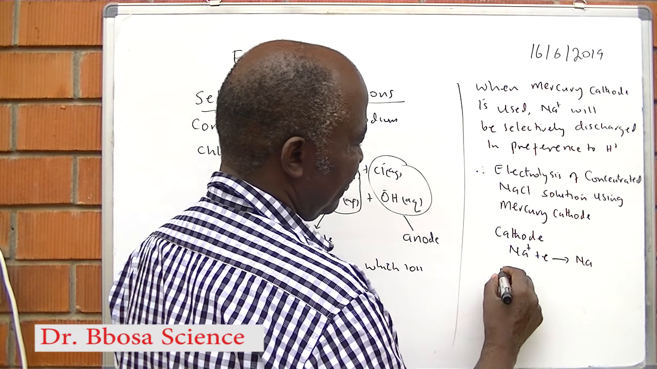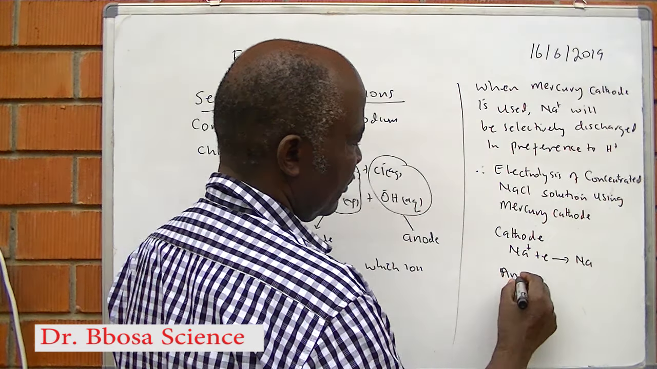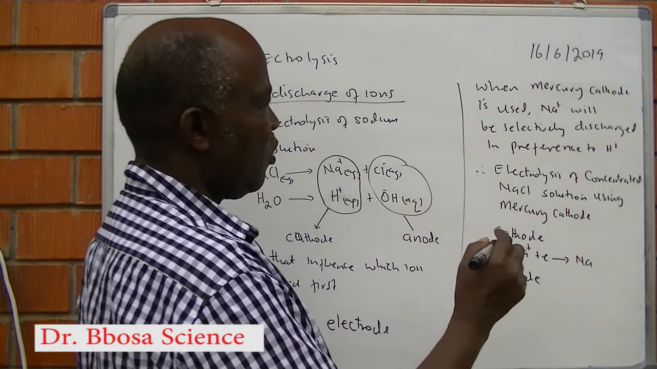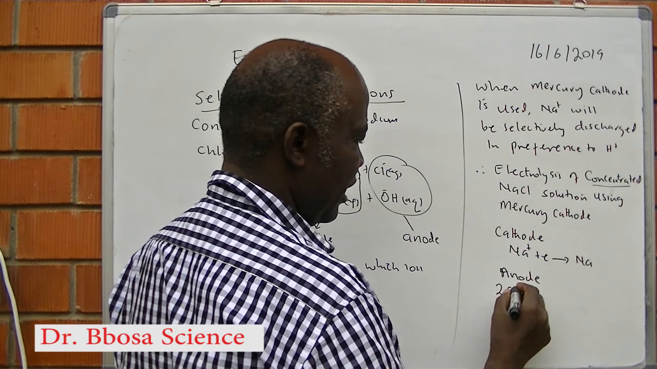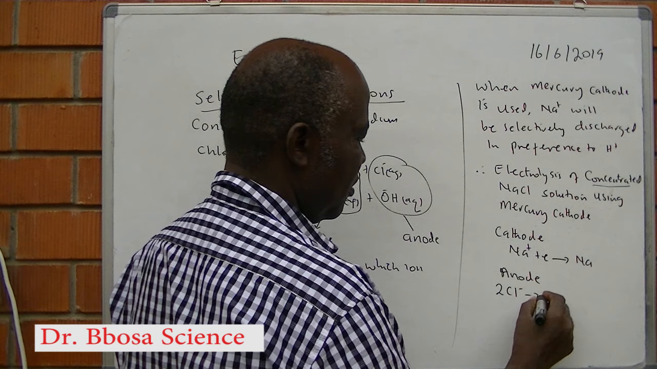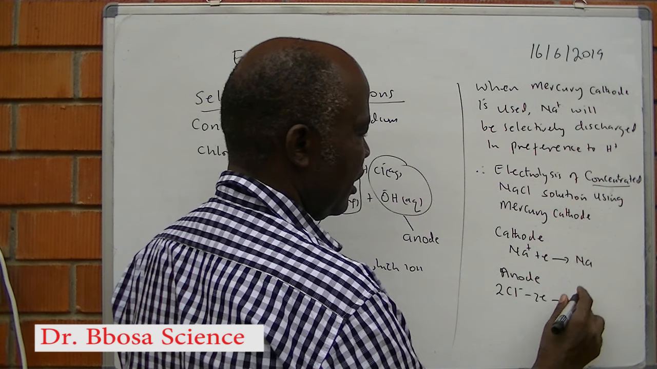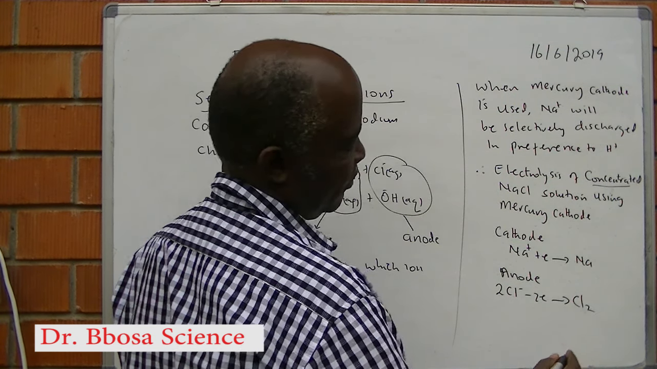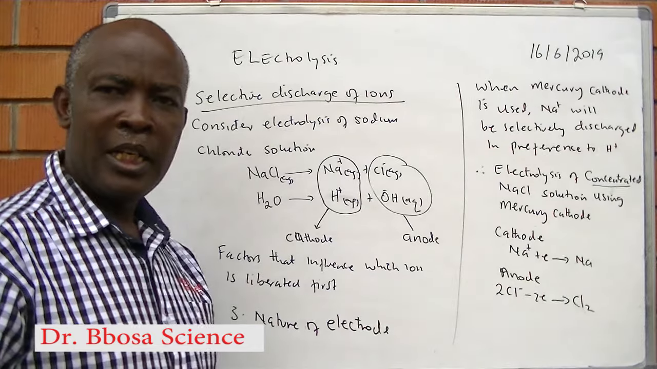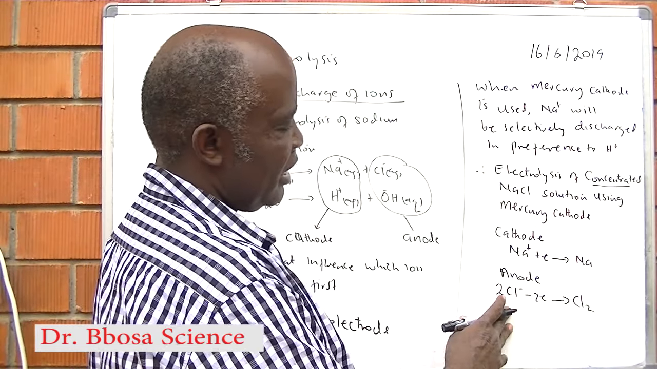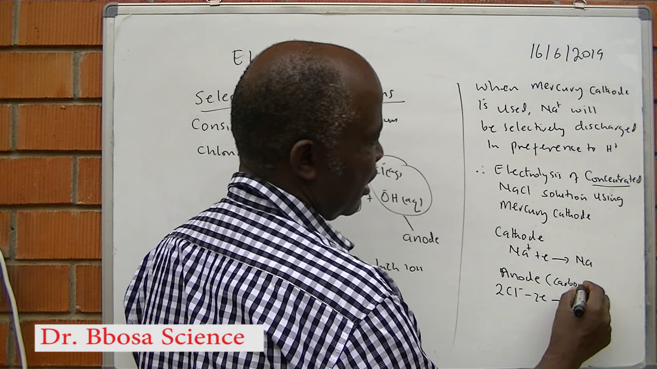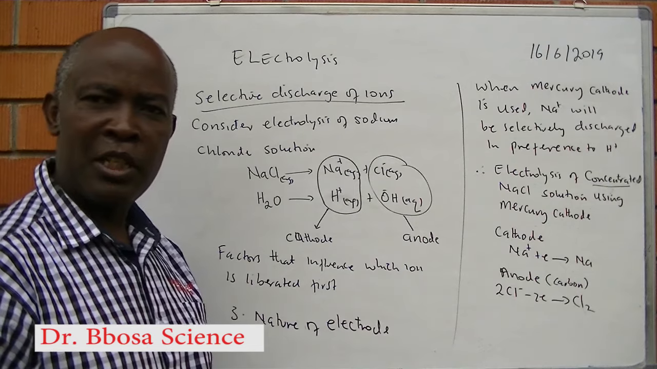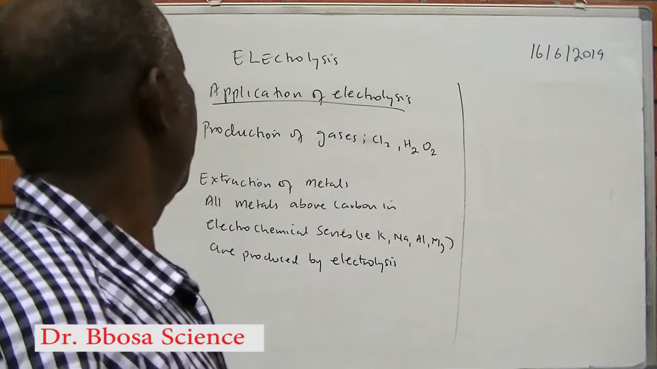At the anode, because of the concentration, chloride ions will come out to form chlorine, leaving hydroxide ions in the solution. In electrolysis involving chloride ions, the anode is usually carbon because carbon does not react with chlorine.